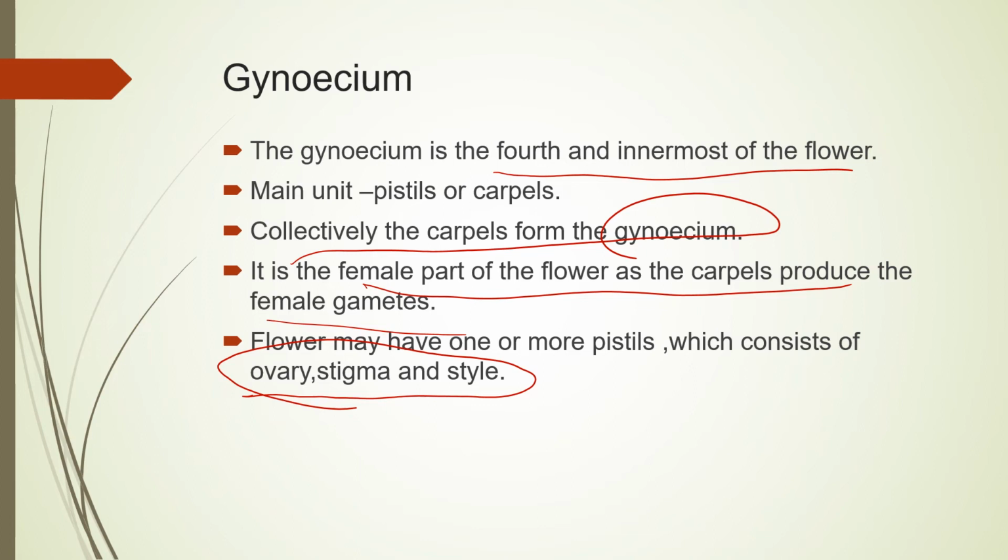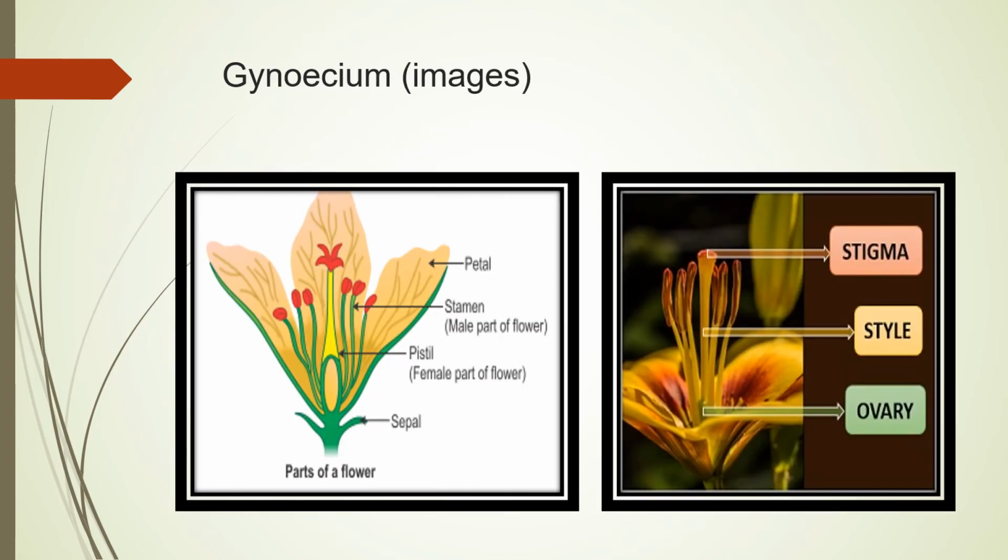Now let us see what we have in the next part. Here we can see the images of gynoecium. This is the stigma, this is the style, and this one is the ovary. The swollen base is the ovary, this stick-like part is the style, and the top part is the stigma. We will discuss each and every part in detail.